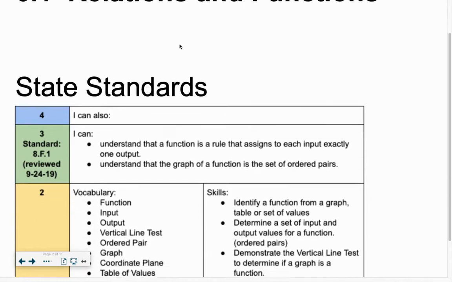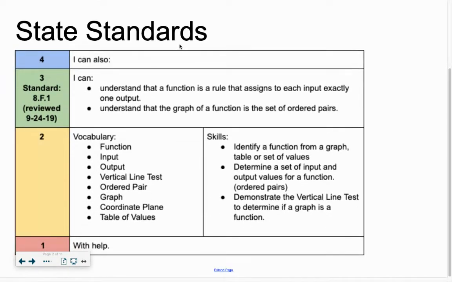Chapter 6, Lesson 1, Relations and Functions. Today we're going to talk about and knock out a bunch of vocab. We're going to talk about function, input, output, and talk again about ordered pairs. And we'll be able to identify functions. And we'll be doing a lot with this standard here.